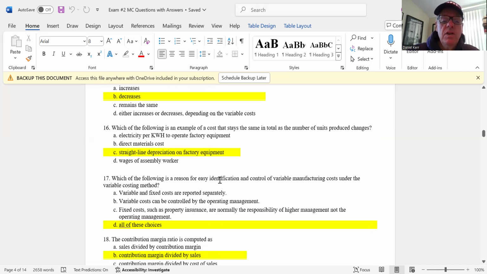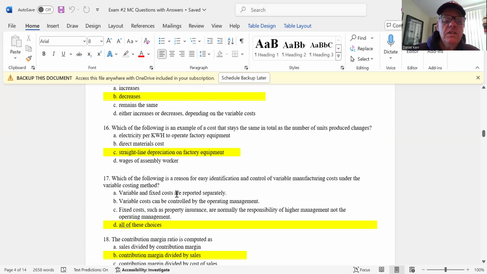17, which of the following is a reason for easy identification and control of variable costs under the variable costing method? Okay. So these are all, they're looking for reasons why it's easy to identify and control of variable manufacturing costs.